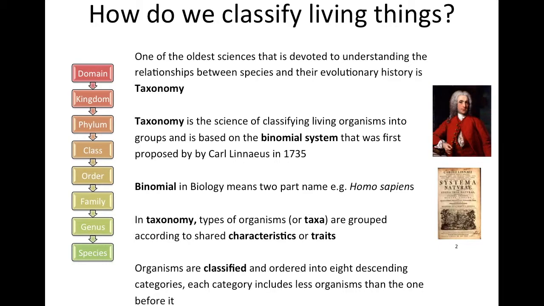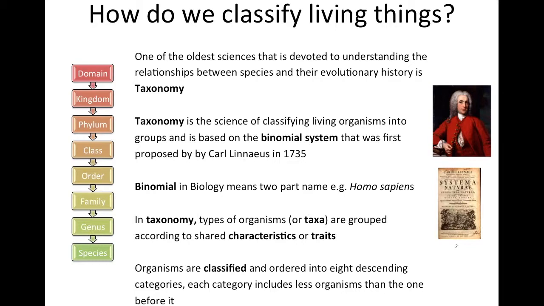Binomial in biology means two-part name. For example, Homo sapiens, Homo neanderthalis, Pan troglodytes. I'm sure you can think of lots of other examples. In taxonomy, types of organisms, also called taxa, are grouped according to their shared characteristics or traits, and they are classified and ordered into 8 descending categories. Each category includes less organisms than the one before it.